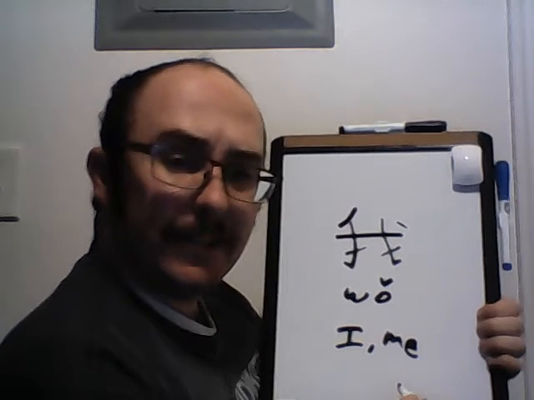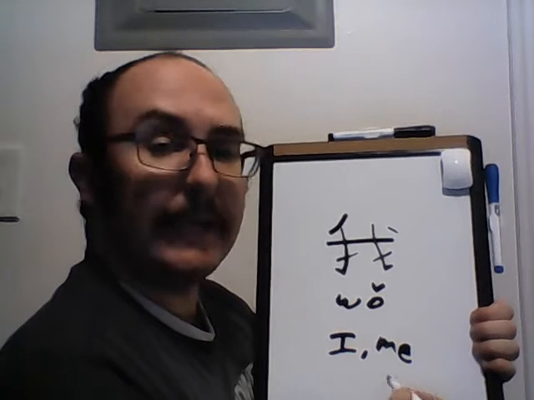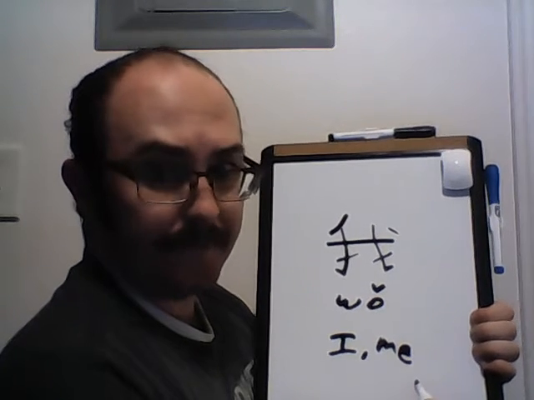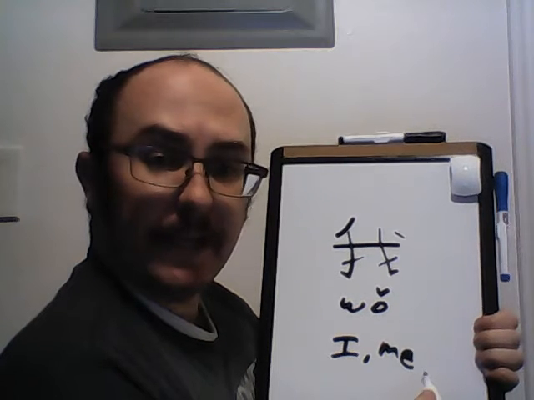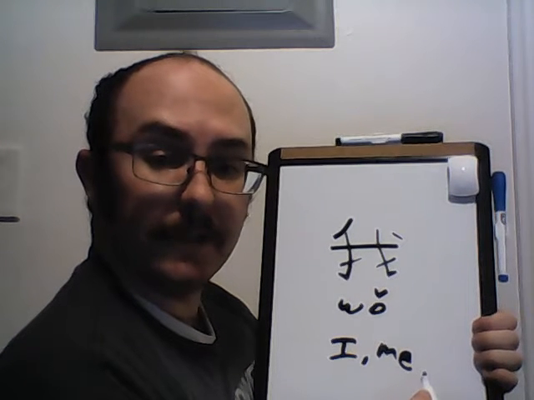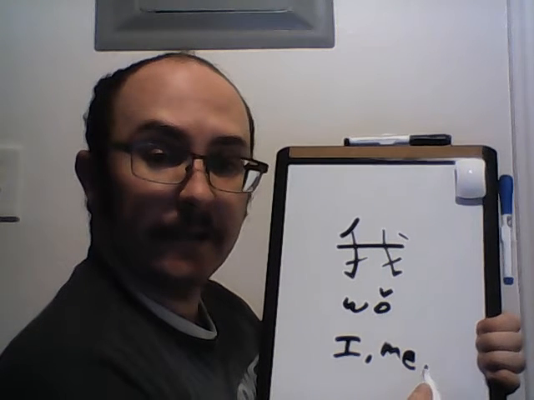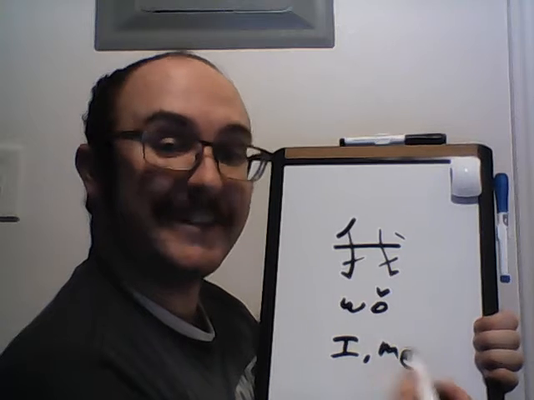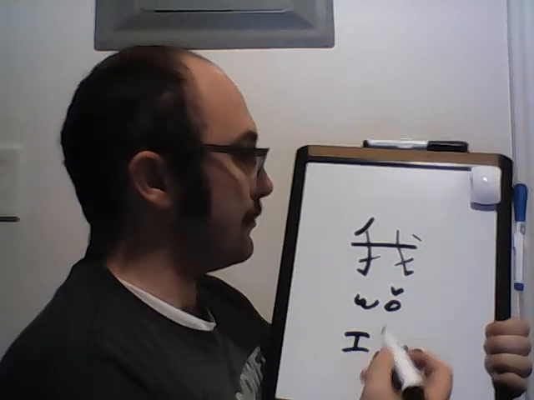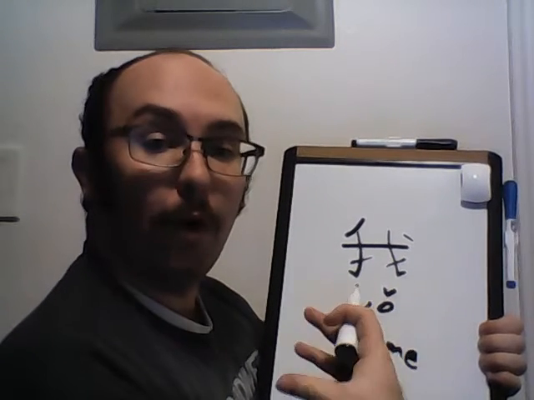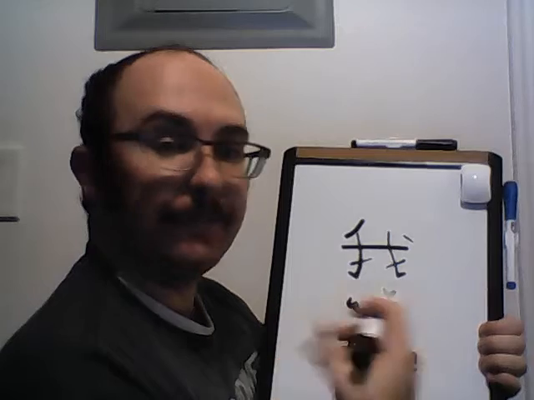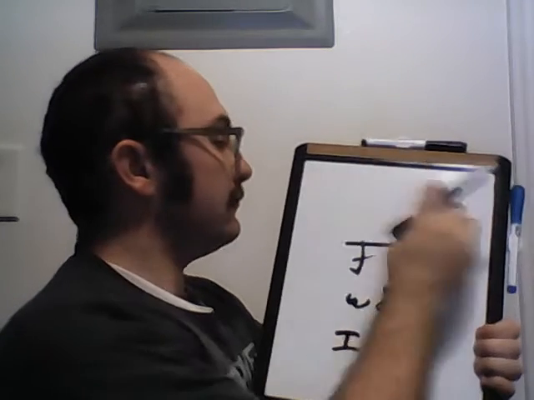Now in Chinese, they don't differentiate between I and me like English does. This can be a little bit of a hang-up for some English speakers learning Chinese because of that. So just be aware that 我 means me or I. All right?